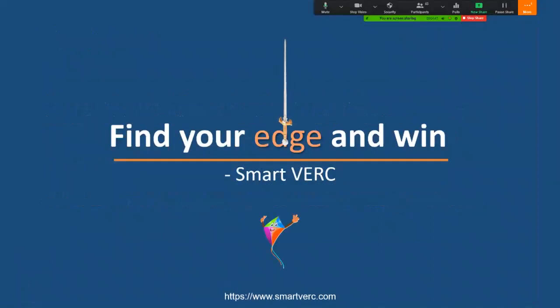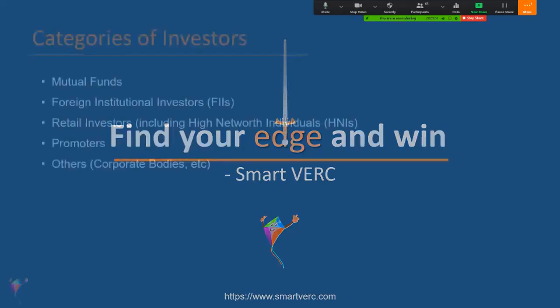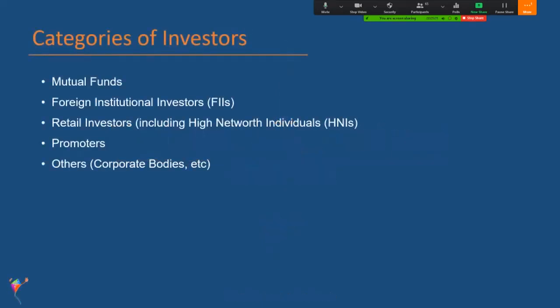So the topic is find your edge and win in stocks. Yes, without edge, one cannot succeed consistently in stock market. So what is that edge, whether you have or not, and how to identify that?